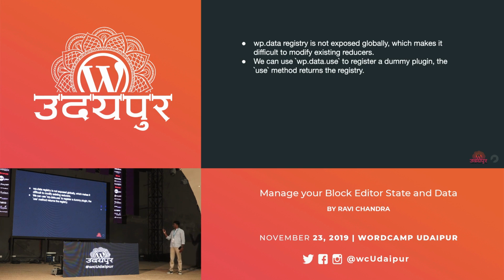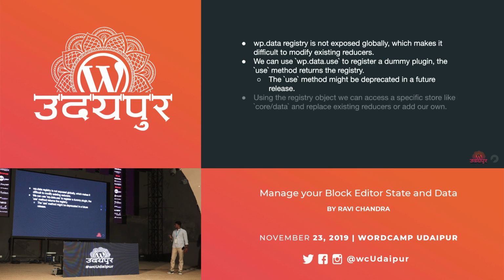We can actually use wp.data.use, which is meant for a whole different purpose. It is meant for you to add some extra React hooks, but we could still use it to register a dummy plugin. That method actually returns the registry. It might be deprecated in a future release, so if you plan to use it, keep in mind that maintenance could be a nightmare. So use it with very caution. Now, using that registry object, we can access a specific store like core/data or core/notices, and we could replace existing reducers, or we could even add our own.